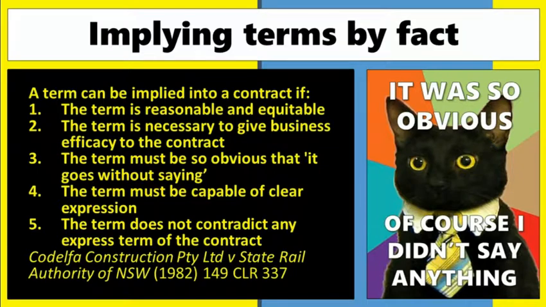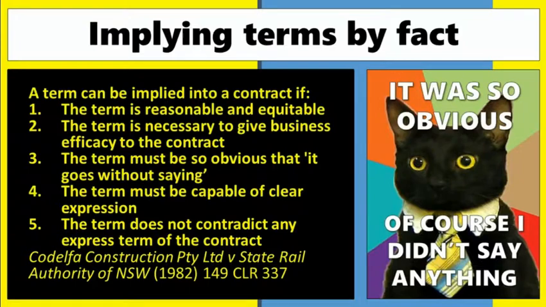The term has to be so obvious that it goes without saying. Basically that means that a person who was looking at this particular contract from the outside would just go, well, yeah, of course it was implied in this contract that this, that, or this was supposed to happen as part of it, even though those particular things weren't included in the formal document itself.